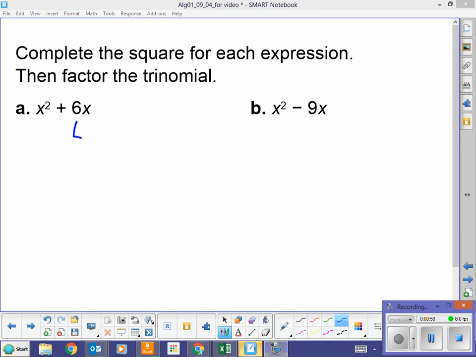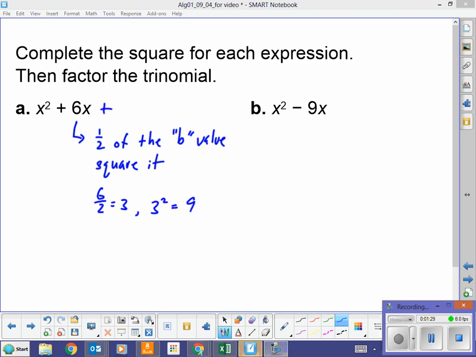Okay, so here's what we're going to do. We take this value. I'm going to take half of this value, half of b. We're going to call this the b value, right? And square it. So half of 6 is 3, and 3 squared equals 9. So I add 9 to that, and then I have a trinomial square. So I've completed the square. It's now a trinomial square.